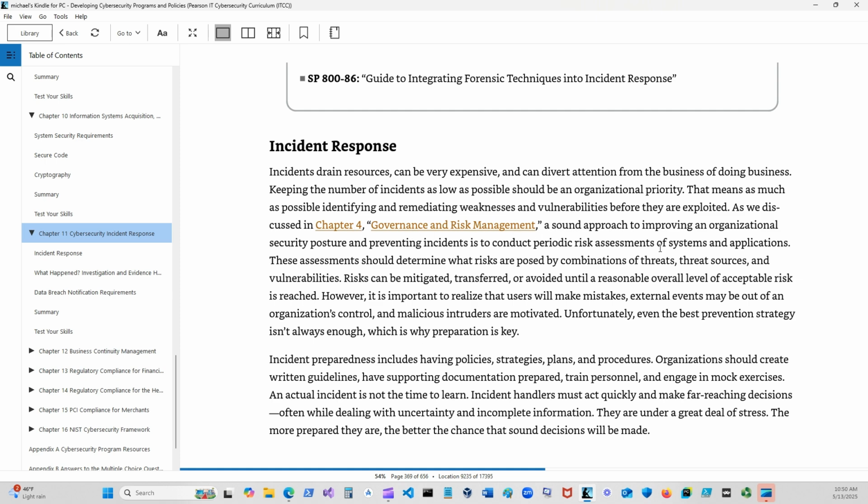A sound approach to improving an organization's security posture and preventing incidents is to conduct periodic risk assessments of systems and applications. These assessments should determine what risks are posed by a combination of threats, threat sources, and vulnerabilities. Risk can be mitigated, transferred, or avoided until a reasonable overall level of acceptable risk is reached. Now, this is literally a quantifiable word: acceptable risk. You can quantify that. So it goes real deep into risk management, right?